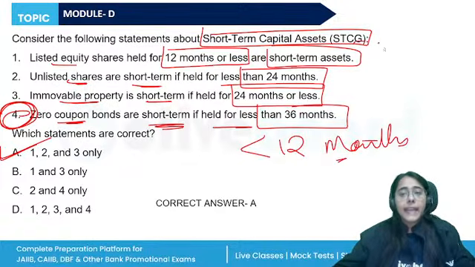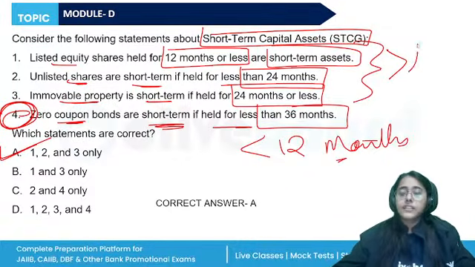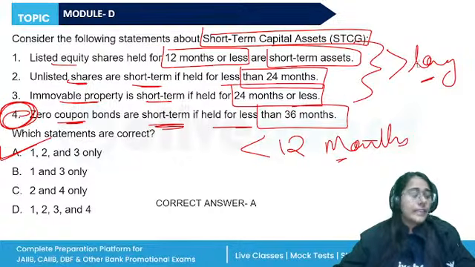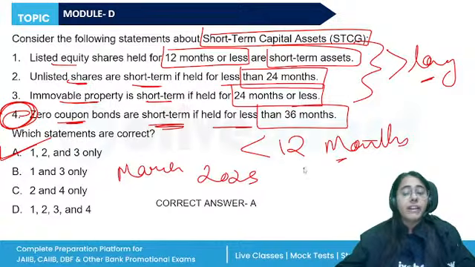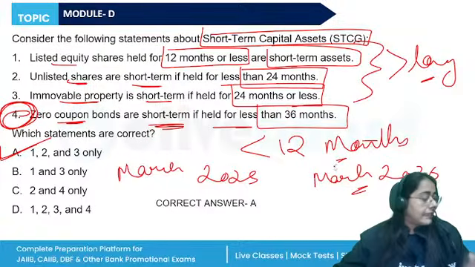Okay. And any of these held for more than 24 months or 12 months will be classified as the long term capital gain. So I'm holding the listed equity shares for less than 12 months and I'm selling it. So if I purchased them in March 2025, and if I sell them before March 2026, then it will be a short term capital gain.